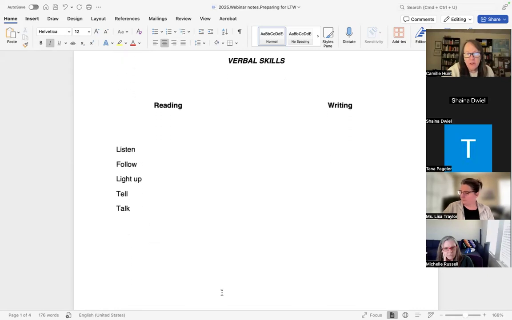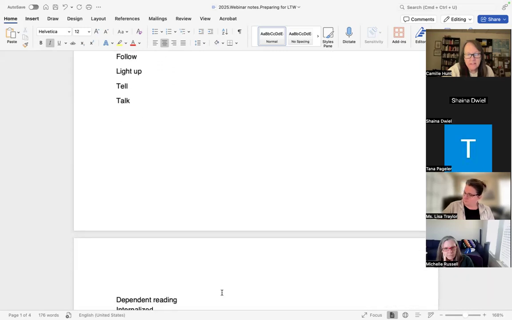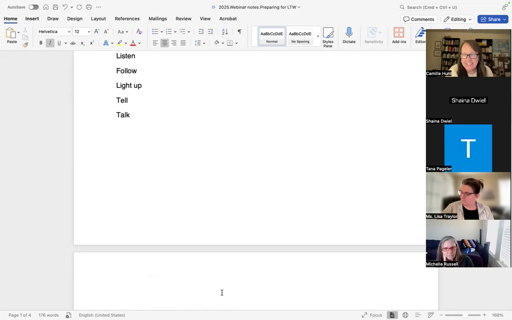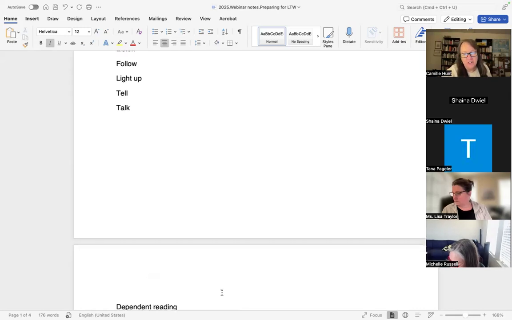And then when they can do all of these things, they are reading. They're doing dependent reading. You are looking at the page and decoding it for them and saying the words, making the sounds and saying the words, and giving inflection that helps give meaning to the sentences and to the actions, to the characters.